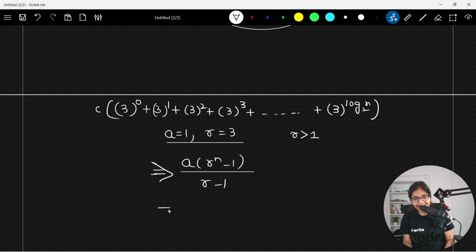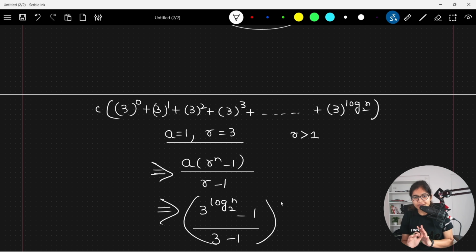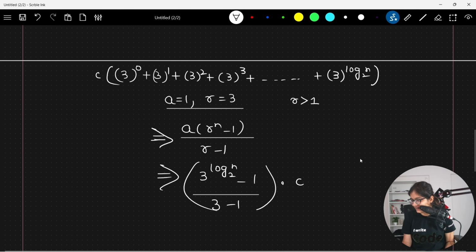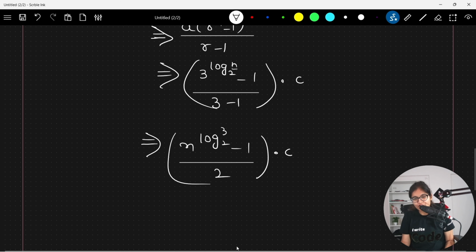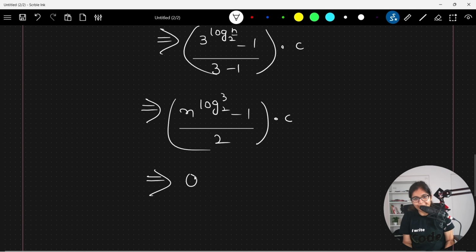Here the value of a is 1 only. The value of r is 3. The value of n is log of n base 2, so it is 3 to the power log of n base 2 minus 1 divided by 3 minus 1. I have just substituted the values. And outside that, we have the value c. If you try to solve this, you can take the value of n upfront, and 3 at the log of 3 base 2, minus 1 divided by 2 into c. In terms of big O, I can say that you will get approximately n to the power 1.5.